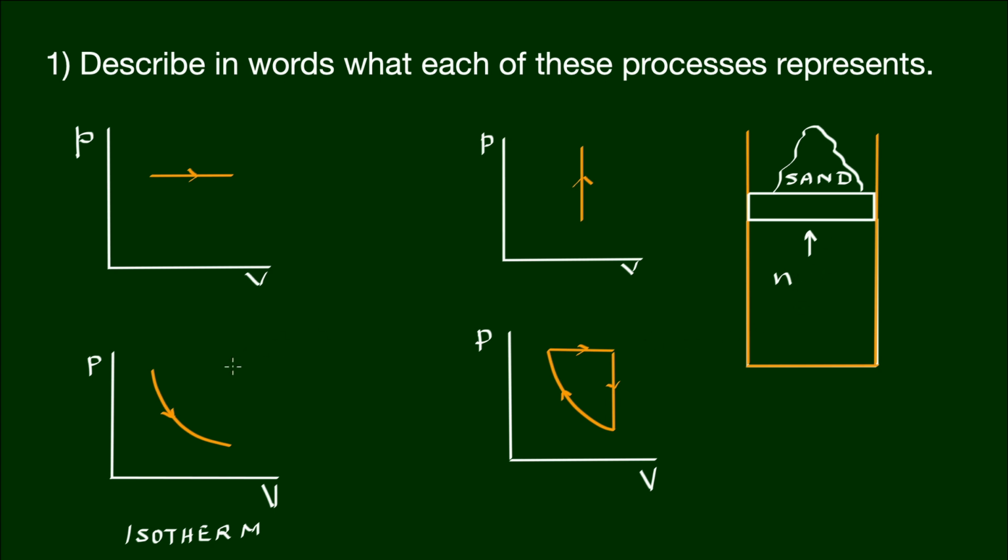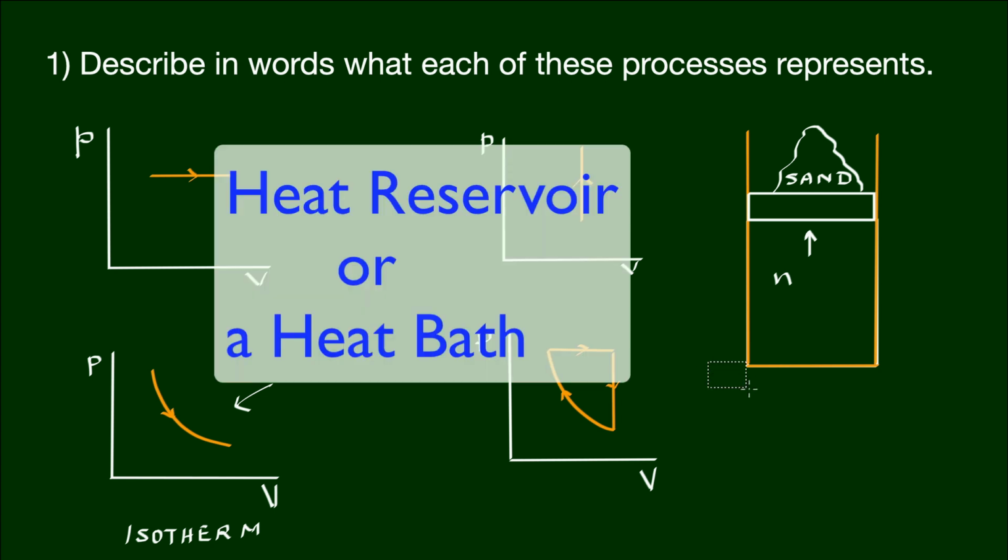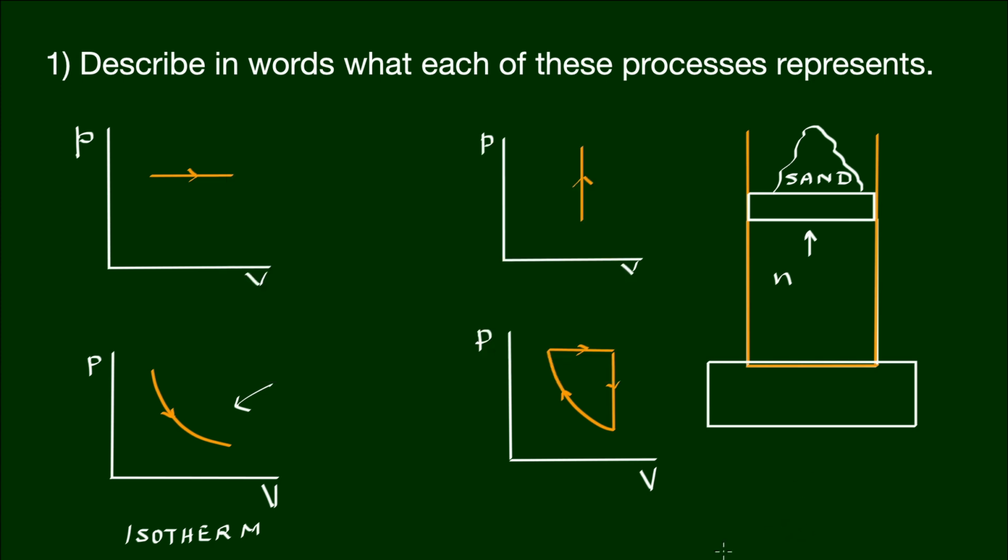Now, what I want to do here is increase the volume at constant temperature. How do I keep the temperature constant? So the first thing we do is we put this cylinder in contact with a heat reservoir and we represent the heat reservoir by just a rectangle. But what is a heat reservoir? A heat reservoir is an object with a large heat capacity. I'll explain that. For example, a lake.